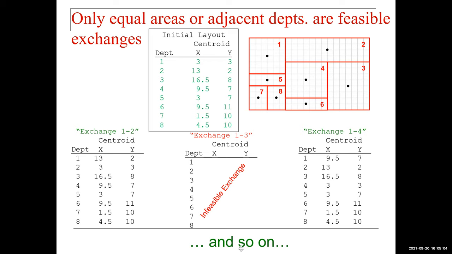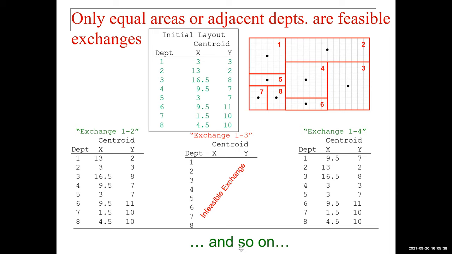So if you have two departments that are sharing a wall, you can consider that as a possible exchange. If you have departments that are not sharing a wall, they can be as far as they want, but they have the same area, you can still consider them for the exchange. Okay, so if they are not sharing a wall, the only way that you can exchange them is if they have the same area. Okay? So, that being said, I have a list of possible exchanges here.